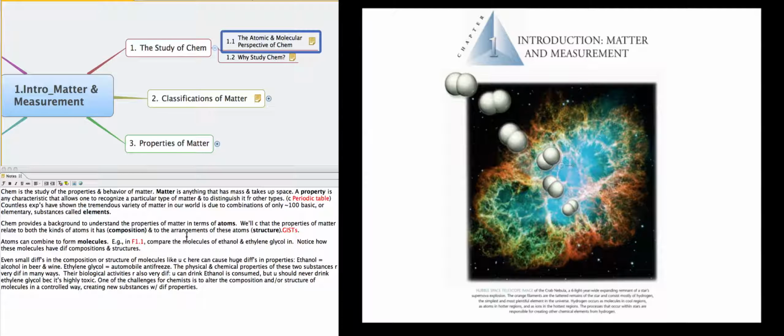Chemistry is the study of the properties and behavior of matter. What is matter? Matter is anything that has mass and takes up space. Property is any characteristic that allows one to recognize a particular type of matter and to distinguish it from other types of matter.